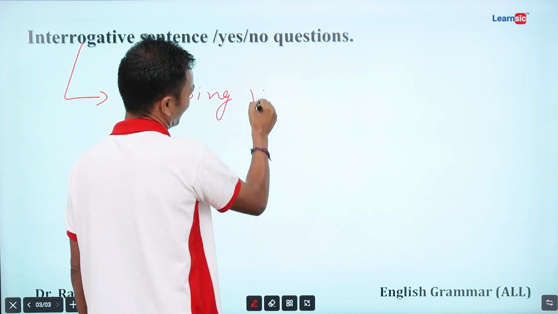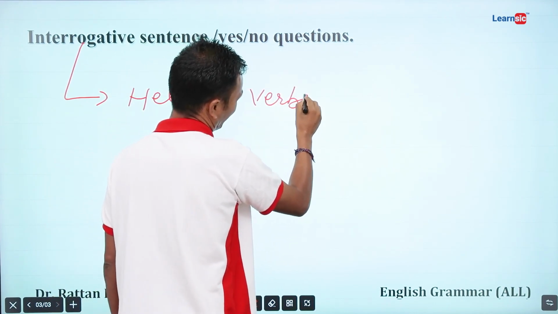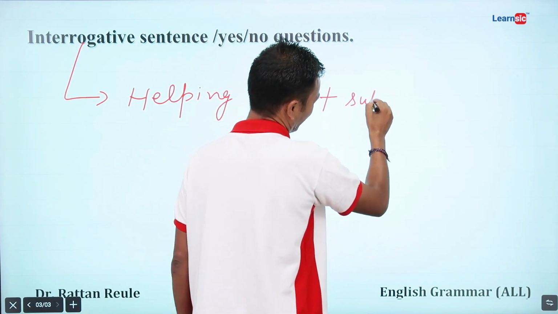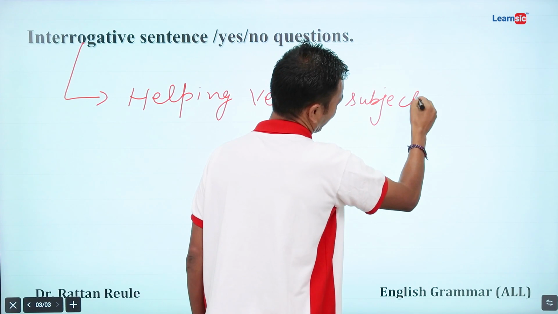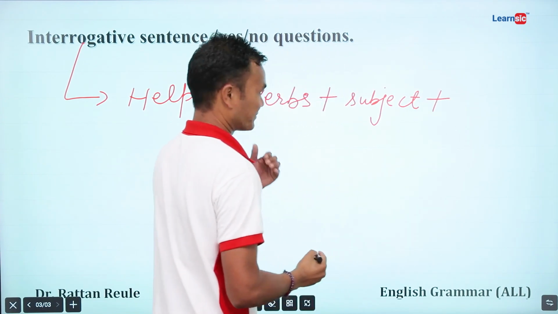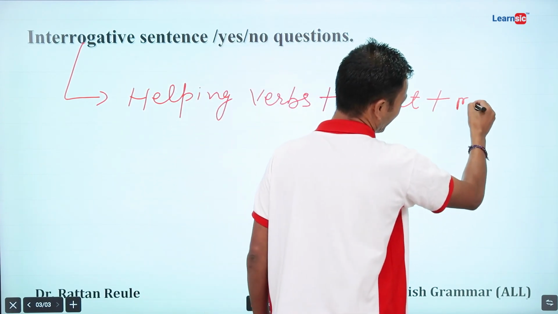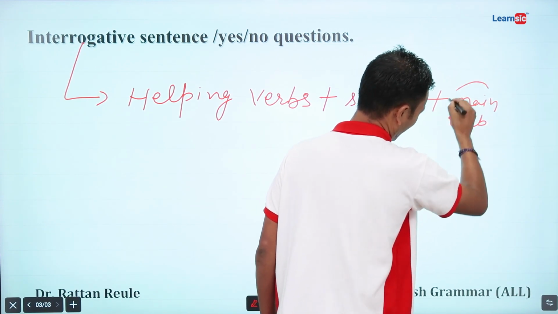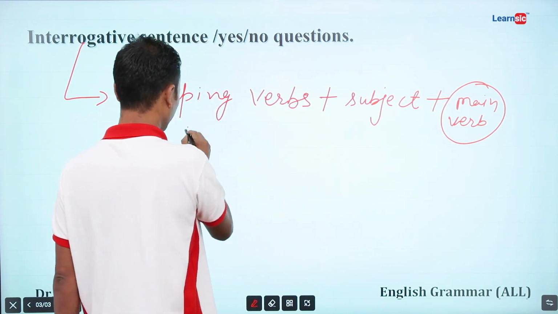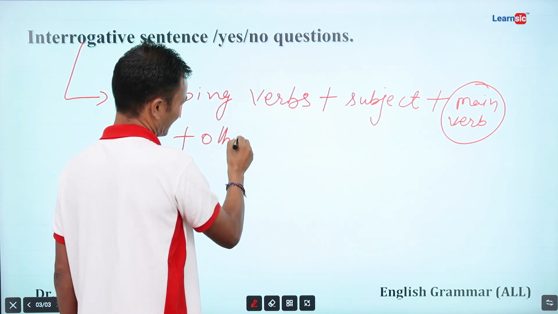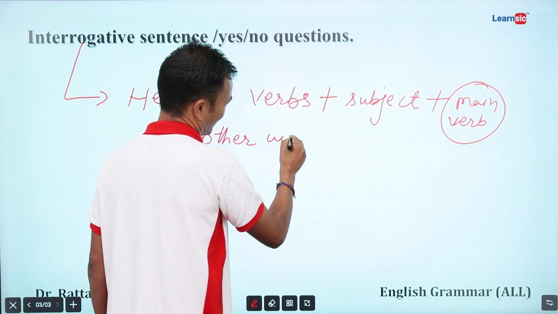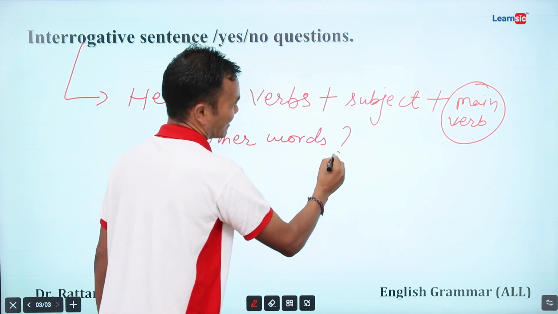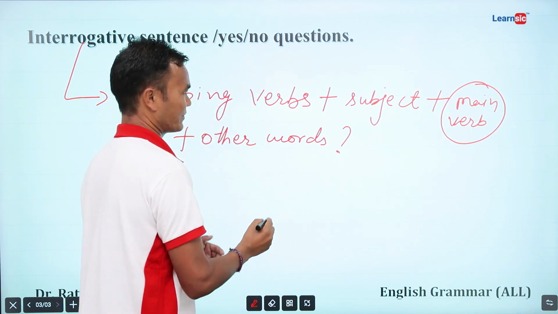First, you have to understand what the helping verbs are. Then after that, there will be a subject. In part 2, there will be a subject, and after the subject, maybe a main verb or not. It is not compulsory that there will always be a main verb. And then after, other words, and at last you can use the question mark, because that is the sign that we are using.